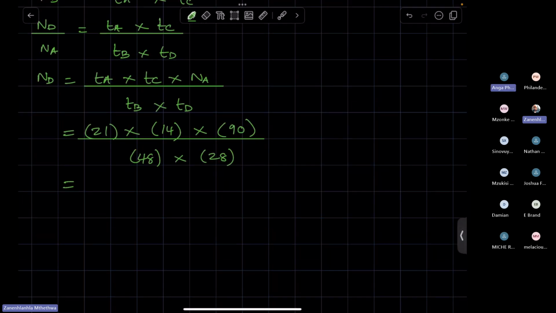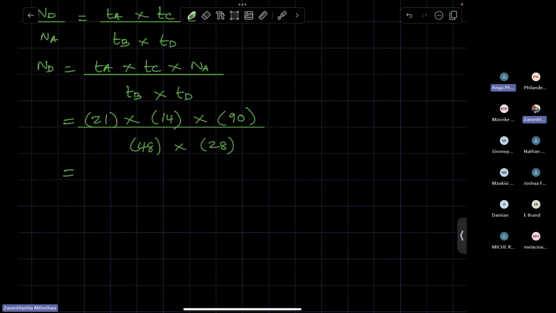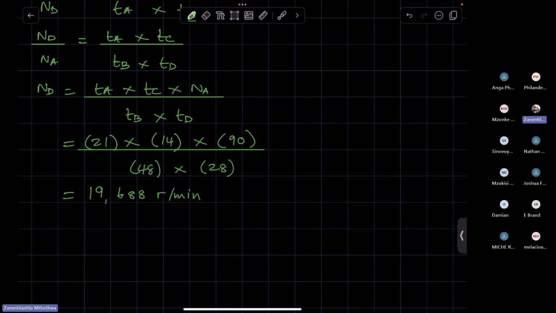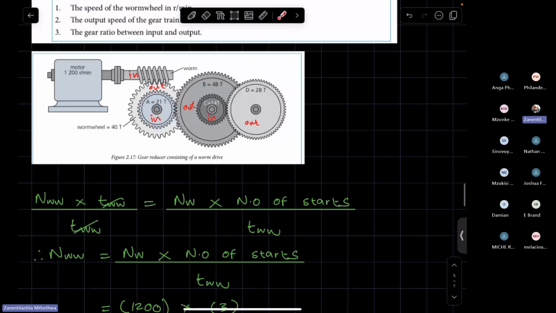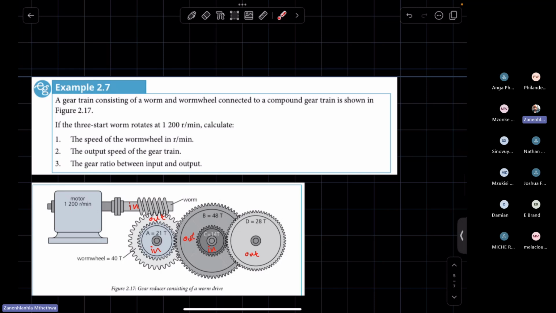Hello? I'm getting 19.688. So 19,688 revs per minute, right? Which makes a lot of sense. The reason why I say it makes a lot of sense is because this is a reduction gear. What is this? This is a reduction gearbox, right?